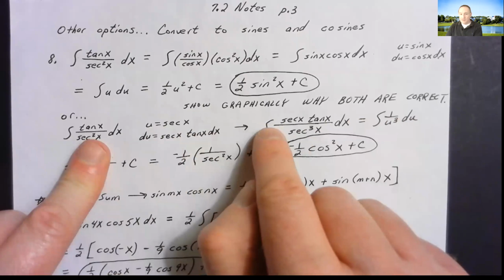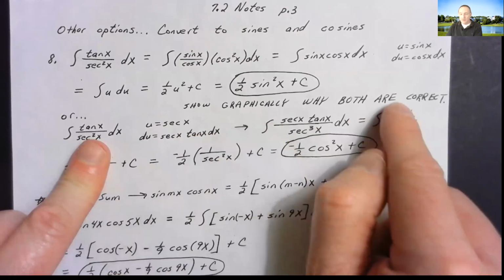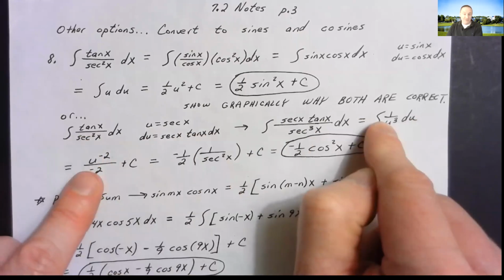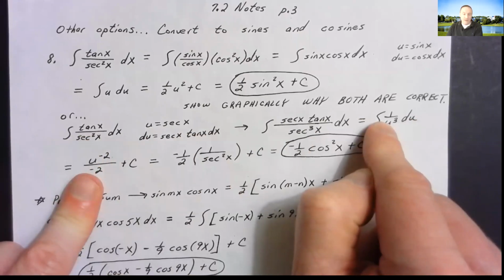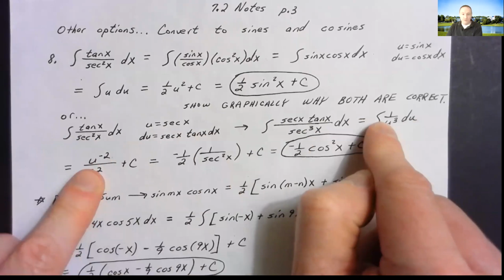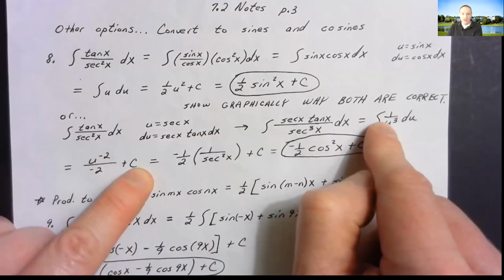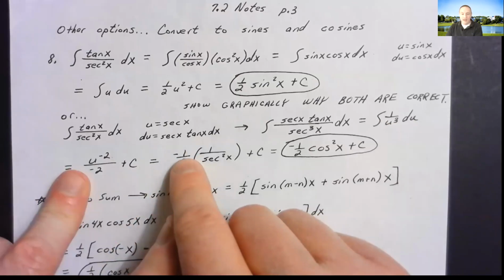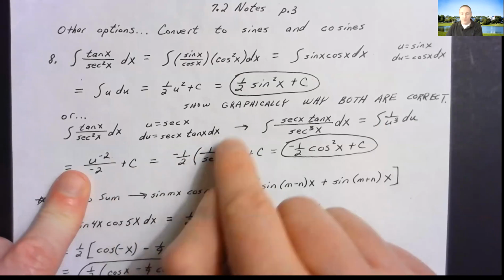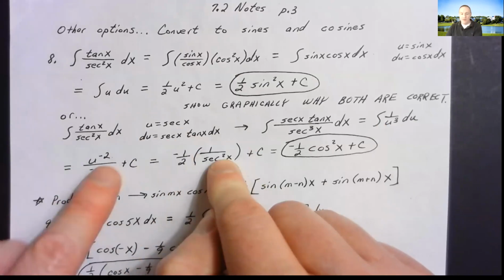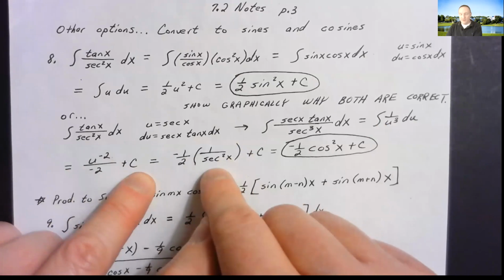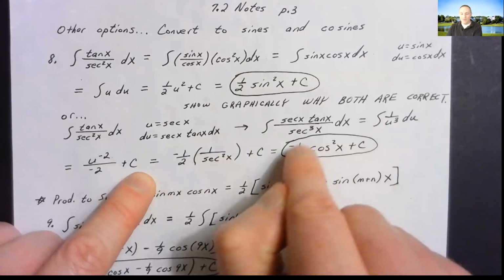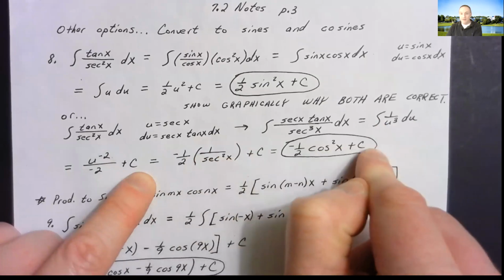So I can say, well, this is going to simplify after my substitution to the integral of 1 over u cubed du. That's the same thing as u to the negative 3. So when I integrate that, it becomes u to the negative 2 over negative 2 plus the constant of integration. U to the negative 2 over negative 2 is the same thing as negative 1/2 times 1 over u squared, which would be 1 over secant squared plus c. And then you can say, well, 1 over secant squared, that's the same thing as cosine squared. So why not call that negative 1/2 cosine squared x plus c?